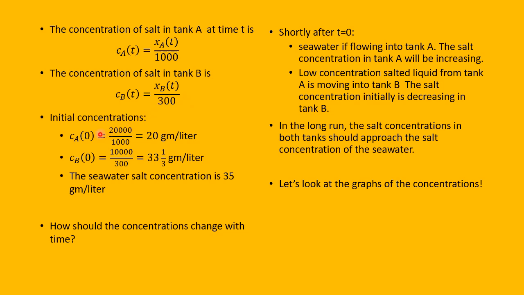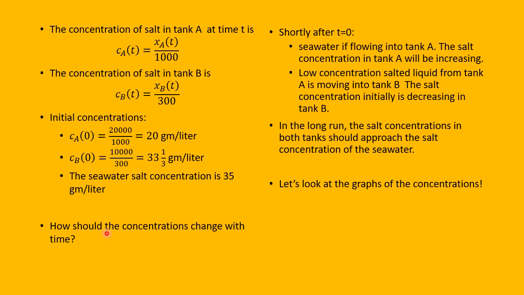We can calculate what happens at time 0. At time 0, tank A had 20,000 grams of salt in 1,000 liters of water, so that gives us 20 grams per liter concentration. Similarly, for tank B at time 0, we had 10,000 grams of salt divided by the 300 liters of liquid that were there, which gives us 33 1/3 grams per liter. And the seawater salt concentration is unaffected as time goes on. It's always 35 grams per liter.